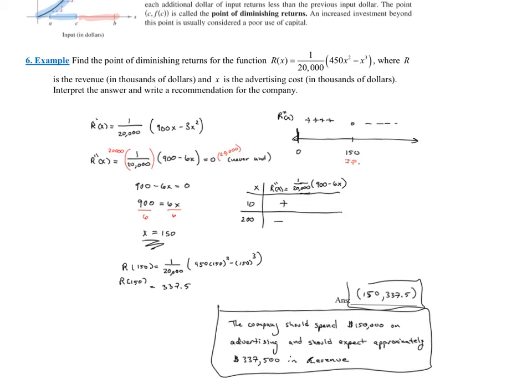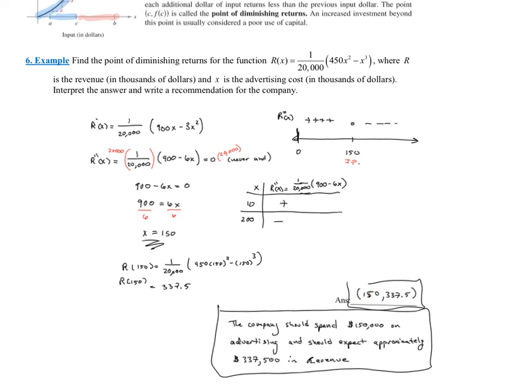It's a point though, so I do need to plug this x value into the original function. I plug 150 into the original function, used my calculator, and I got the number 337.5. So I'm looking at the ordered pair as the answer. 150 was the x value, 337.5 is the y value of the inflection point, or in this application, the point of diminishing returns. So what the heck does that mean?